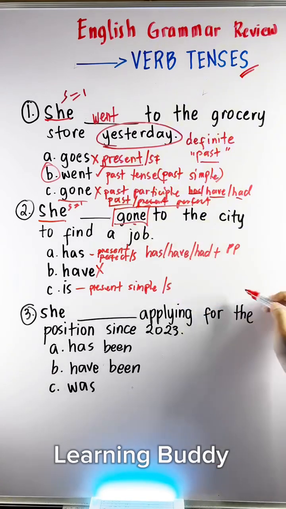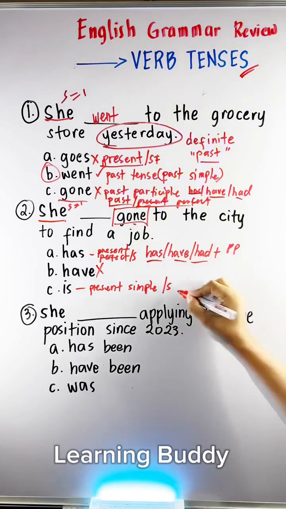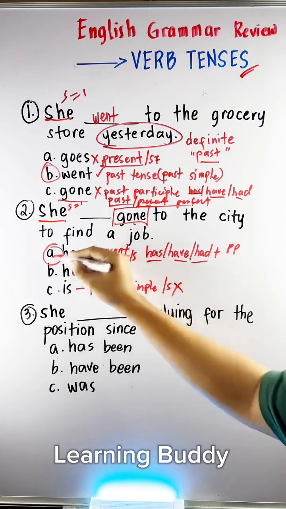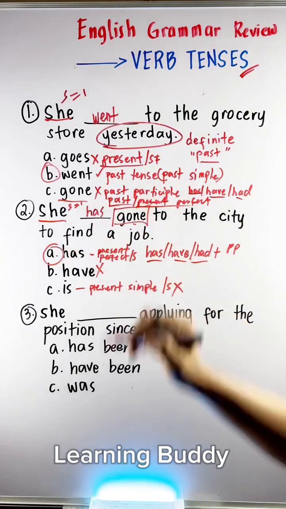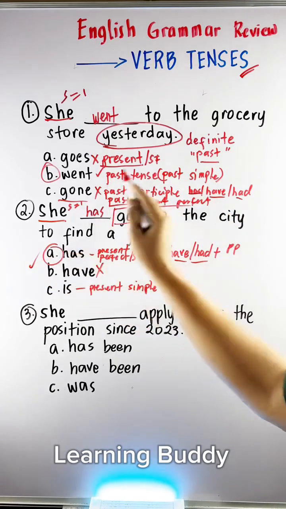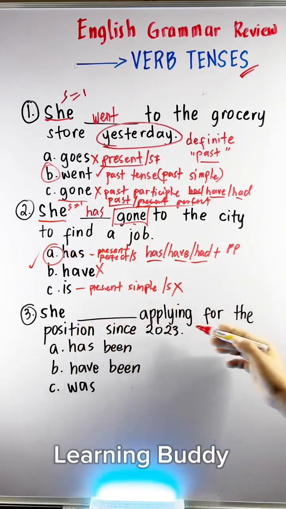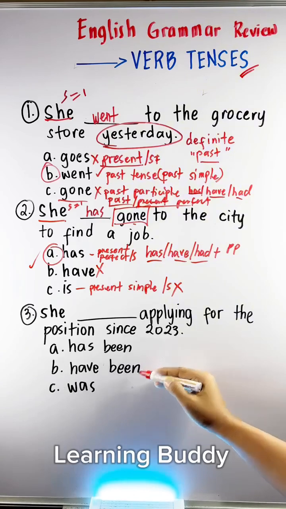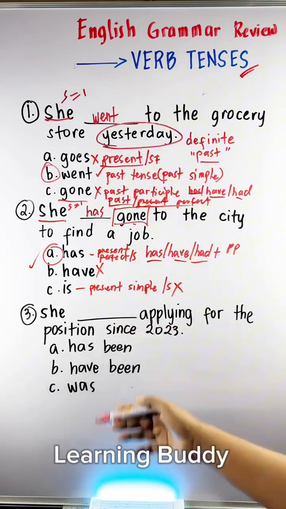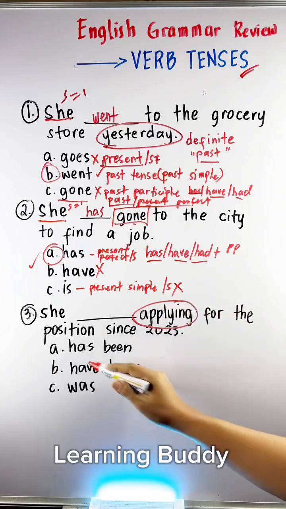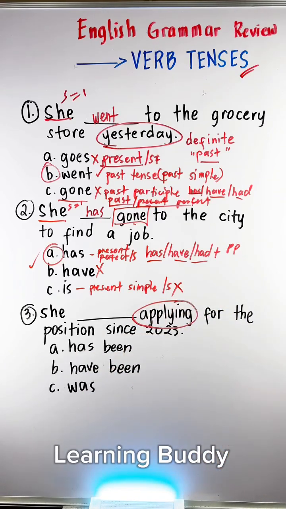The sentence reads, she has gone to the city to find a job. The answer is not B nor C, because the answer is A, has. Let's proceed to number 3. She blank applying for the position since 2023. Is the answer has been, have been, or was? These three are actually applicable helping verbs to the word applying.